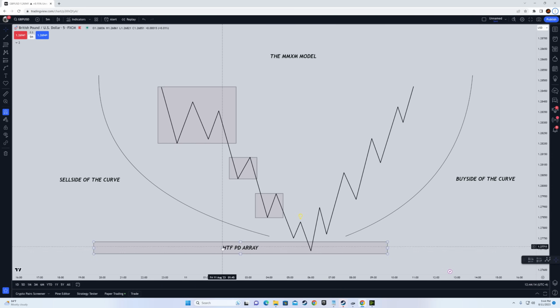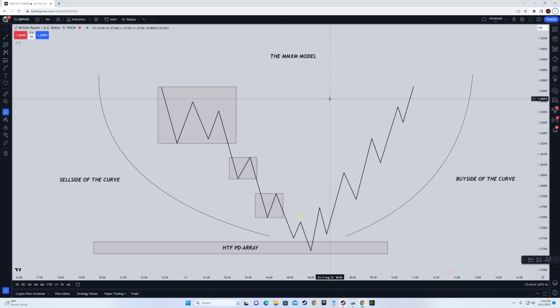Alright, so you have your high time frame PD array. It could be an order block, could be a breaker block, could be a fair value gap, could be a significant high or a low liquidity level, right? Could be a liquidity pool as well. So this is your high time frame PD array. Price comes back into your high time frame PD array. Now, once price comes into your higher time frame PD array, you have to identify the market maker model.